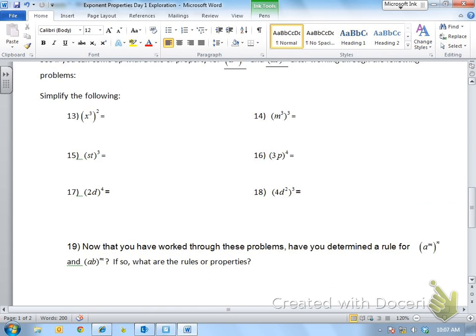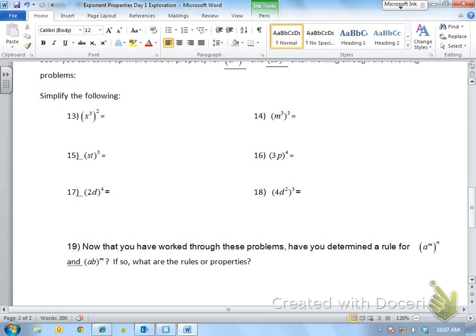So now we need a second rule to cover a different situation. The first page we were multiplying only. What are we doing differently on this? What's different about number 1 from the problems on the first page? We have some parentheses involved. So, we don't have a rule yet for parentheses. We need a new rule.